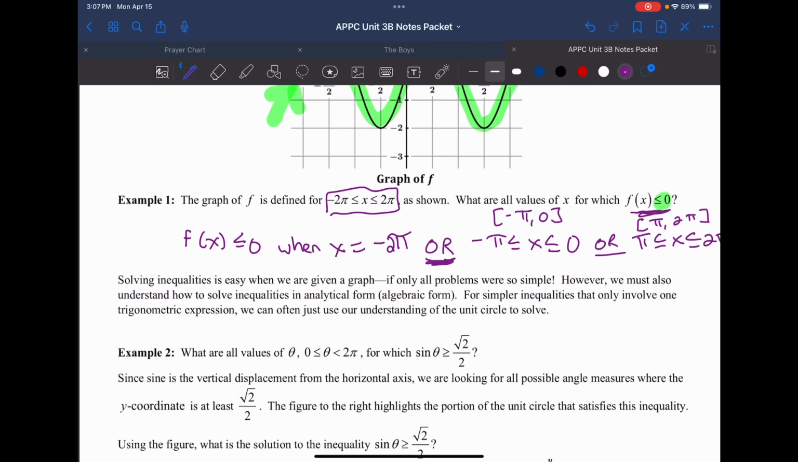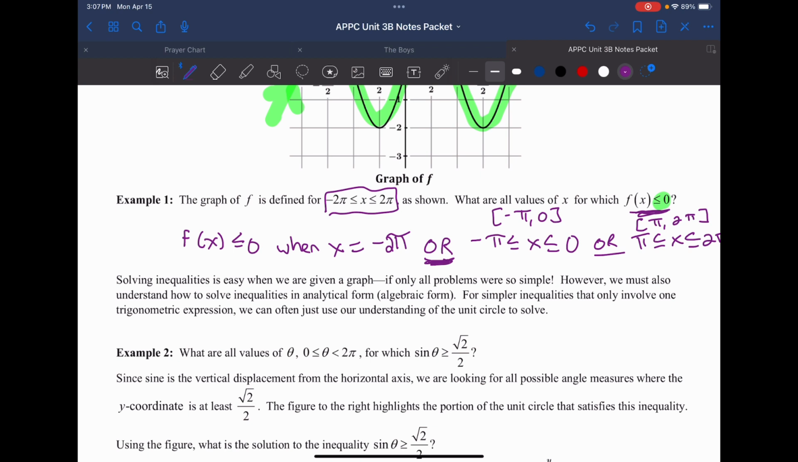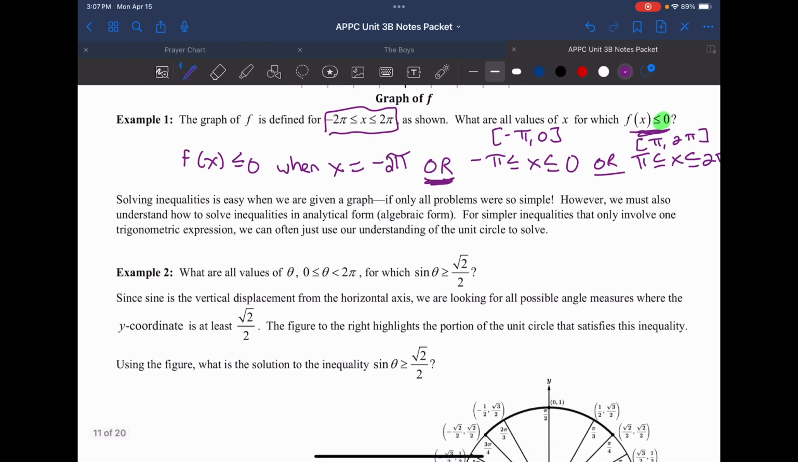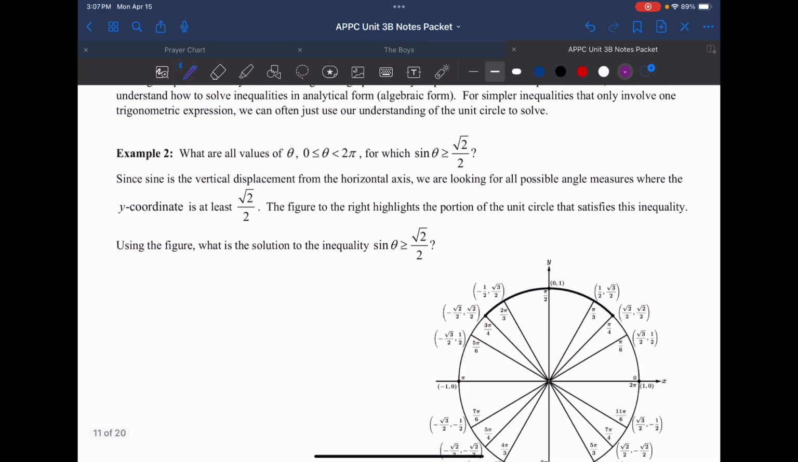So solving inequalities is easy when we're given a graph. If it was only that simple, but it's not going to be the case always. For some inequalities, it's a little bit simple, but for some, we've got to do the sign chart. Let's look at a couple of simpler examples here. So an example here is, what are all the values of theta between, notice that's your domain restriction, when sine of theta is greater than or equal to square root of 2 over 2.